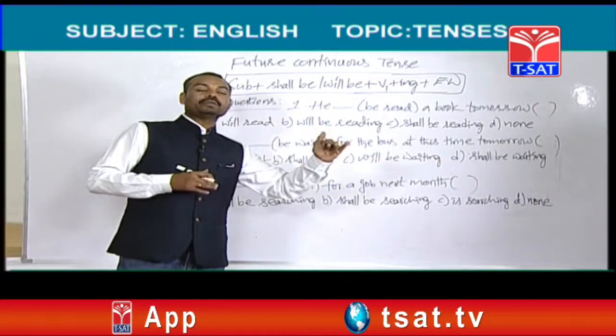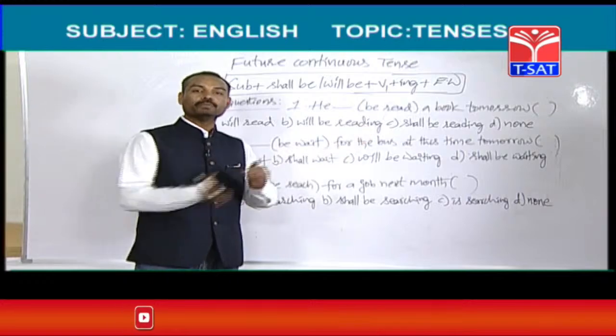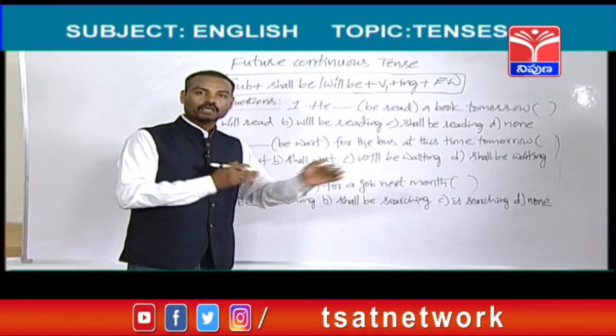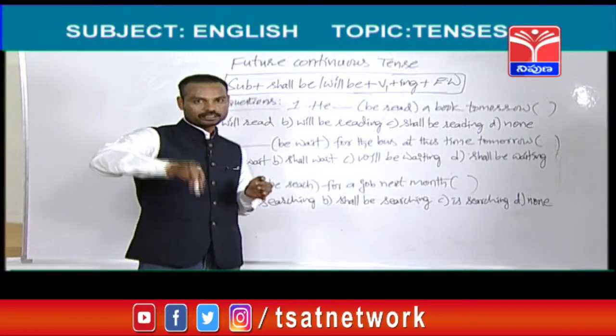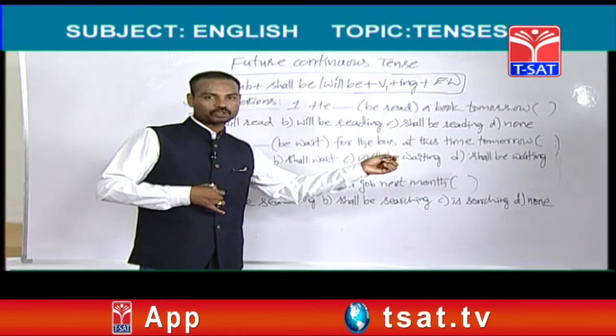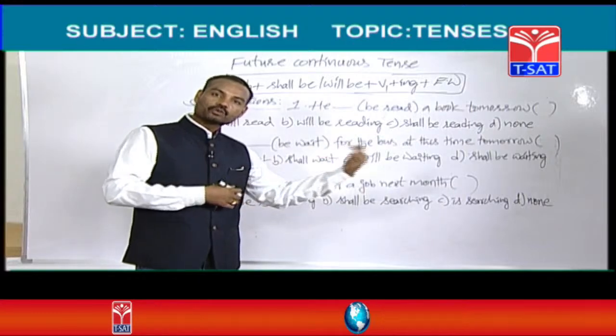Very simple. I'll be playing tennis at this time tomorrow, or I'll be playing tennis tomorrow. We will be playing tennis tomorrow. We can use shall be also. I shall be playing or I will be playing. We shall be playing or we will be playing. Both are correct. So example is, I shall be playing cricket or I will be playing cricket tomorrow. We shall be playing cricket tomorrow or we will be playing cricket tomorrow is also correct.